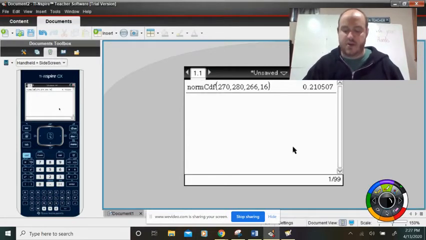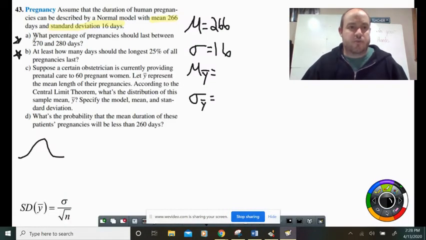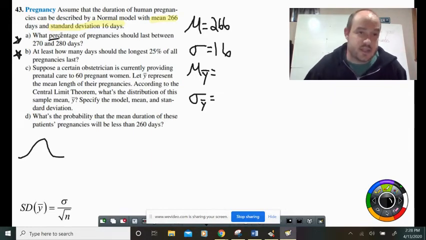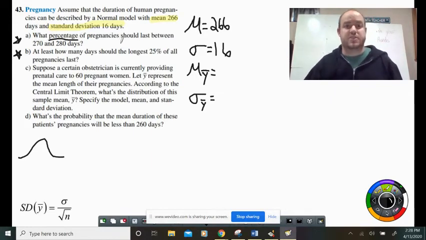21.0507 if we're talking about a percent. Or you could just leave it as the 0.210507. All right. So for A, again, it was 21.05%, or if you're leaving it as a decimal, well, no, you should put it as a percent because it says what percentage of pregnancy should last. So we would go with the 21.05%.